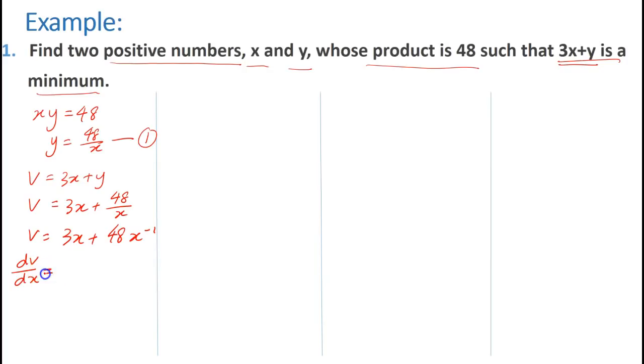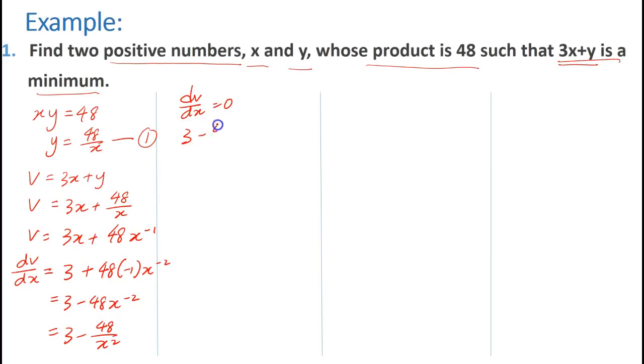Because we know that when the first derivative equals 0, then we will have a maximum or minimum. Okay, so I do my first derivative, differentiating v with respect to x. Okay, now we have dv/dx. So we need to set dv/dx equal to 0. So, okay, we have an equation that we can solve. Okay, we can solve this equation to get x.